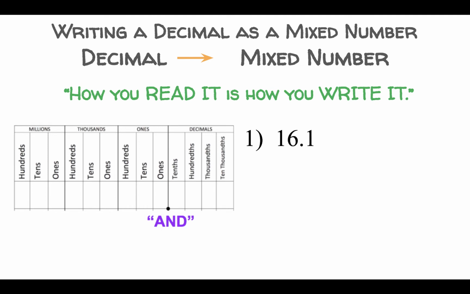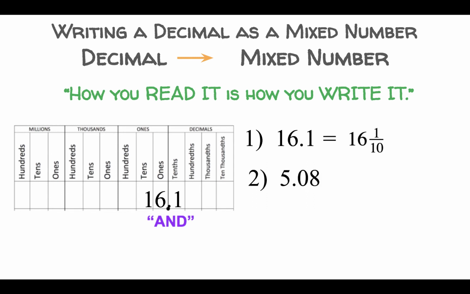Go to the second chunk in your notes, write this decimal down. I would read it as 16 and 1/10. That's how I write it as a mixed number, 16 and 1/10. I'm going to ask myself if I can simplify the fraction part here, and I can't. It is in its most simplest form.